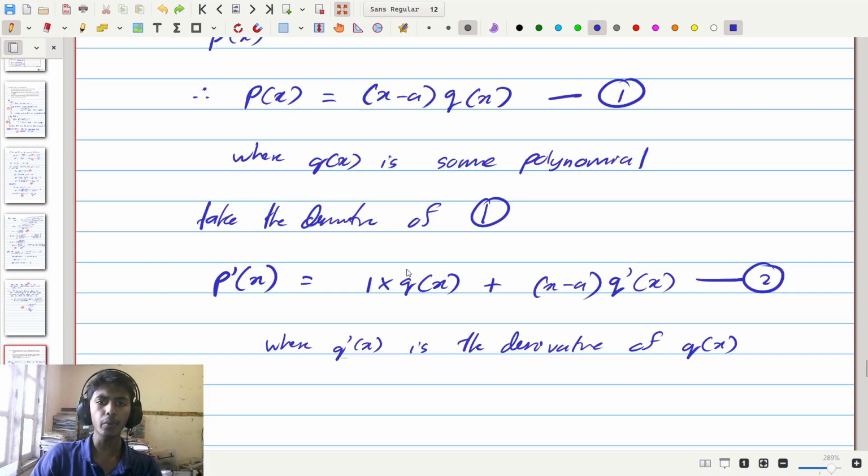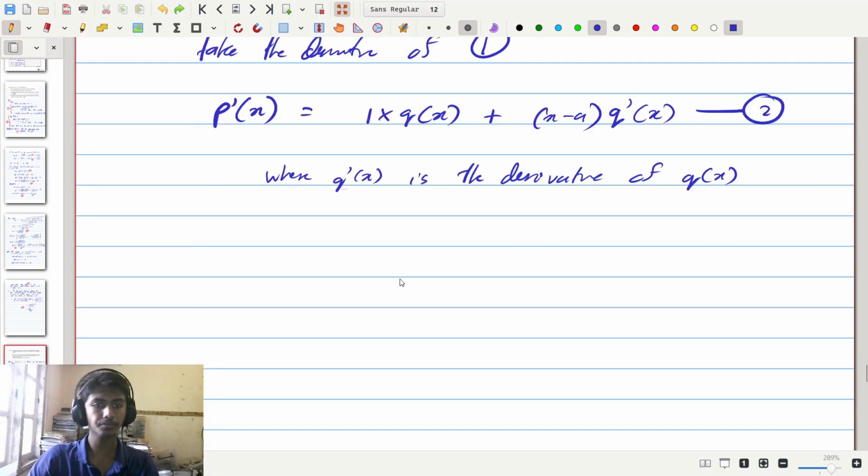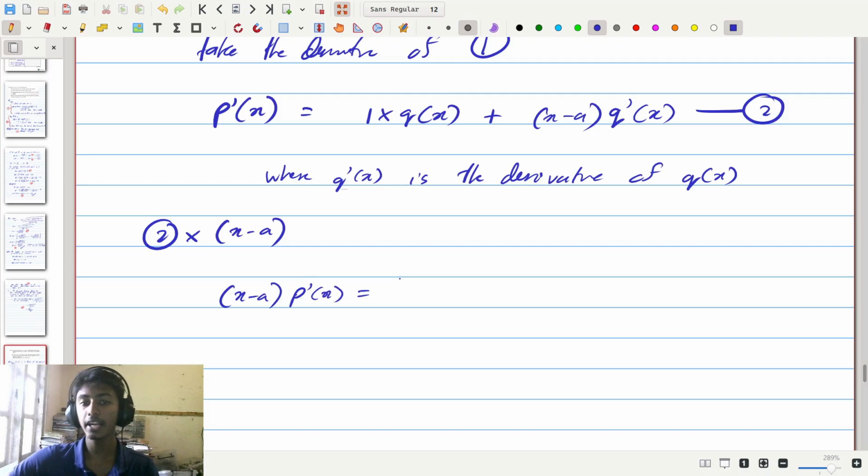Now from equation 1, q of x, this thing right here, is equal to p of x divided by x minus a, because if you divide both sides by x minus a, you get that q of x is equal to p of x divided by x minus a. So for that reason, I'm going to take 2 and multiply it by x minus a. If I do that, the left hand side becomes x minus a times p prime of x, and the right hand side becomes x minus a times q of x, plus x minus a times x minus a, which is going to be x minus a squared times q prime of x.